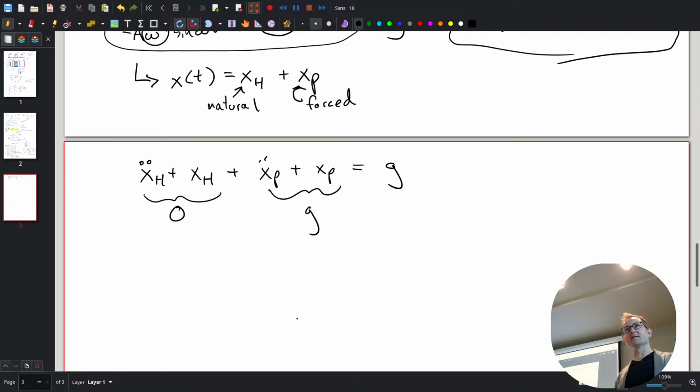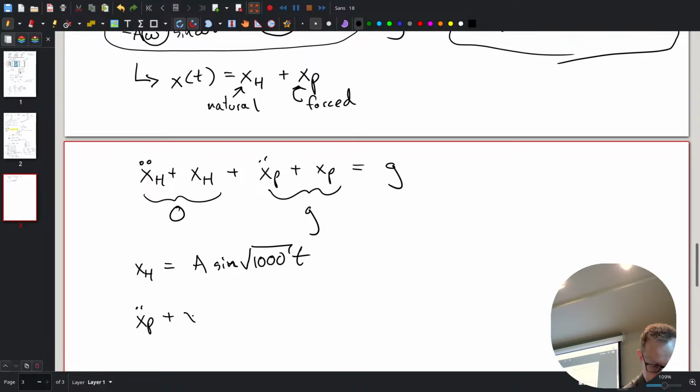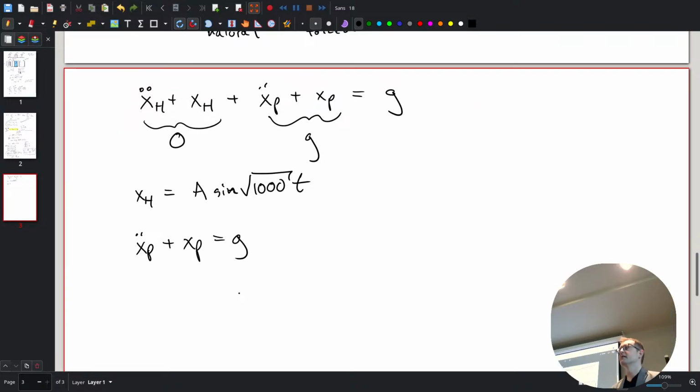So that's all we did. We did nothing. We just said this whole thing is going to be 0. So xh, let's leave it as our a sine root 1000 times t. And now we need to figure out x double dot p plus xp is g. What is a function that if I take two derivatives of it and then add it to itself, I get a constant?